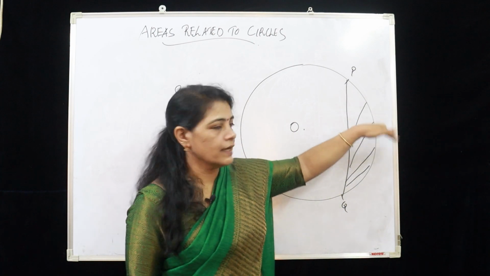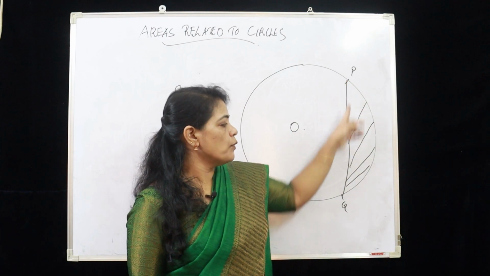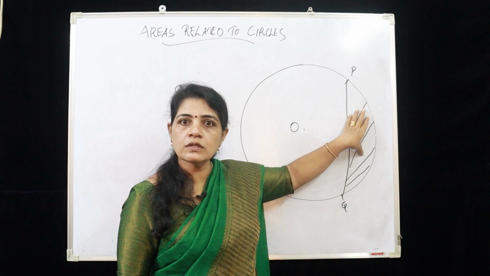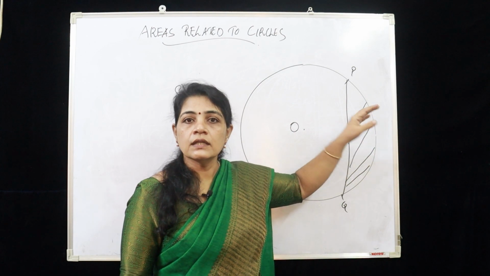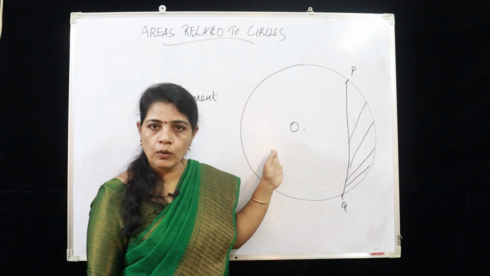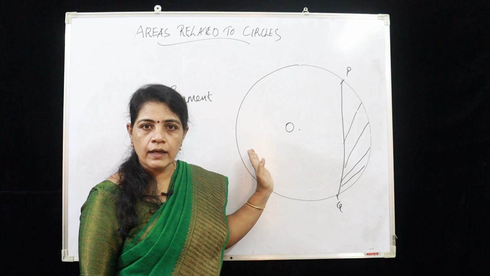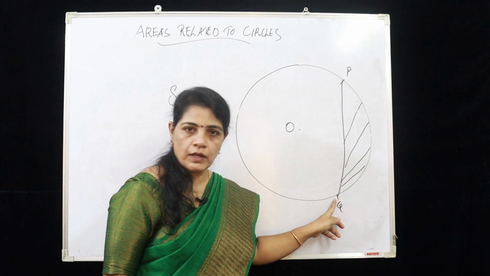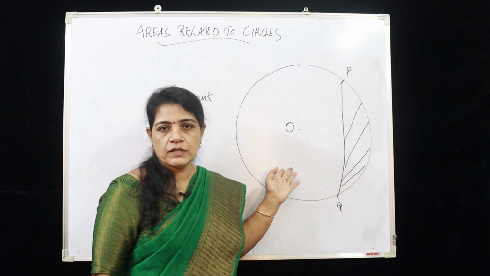Okay, chord PQ. So, this shaded region is the area enclosed by a chord and its corresponding arc. The corresponding means this side. Okay, the arc which includes the end points of the chord. So, this is the region enclosed by the chord and its corresponding arc. So, it is called the segment of a circle. And what about the other side of the chord? This region is also enclosed by a chord and its corresponding arc. See the end points. Okay. So, this is also a segment of a circle.